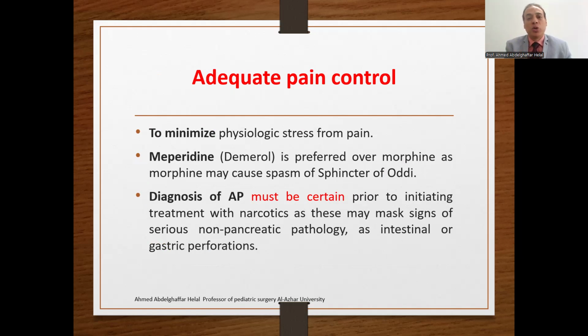Meperidine is preferred over morphine, as morphine may cause spasm of the sphincter of Oddi. However, some other authors claim that meperidine itself may have side effects in children, so there is a debate over the ideal narcotic to be used in children.